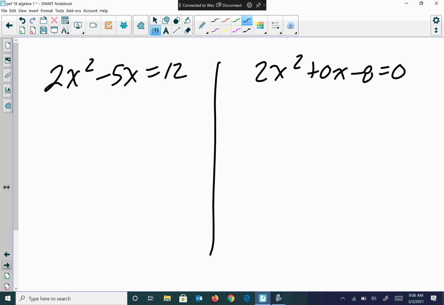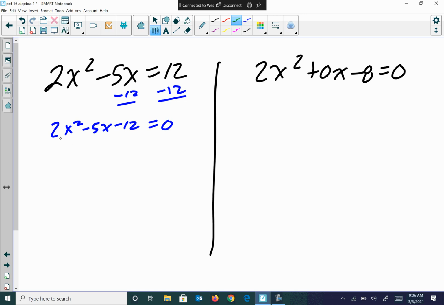Okay, so, uh-oh. Is that one equal to 0? No. So I need to move that 12 over. So I'm going to subtract 12 from both sides. There aren't any like terms, so I just need to put it there as a placeholder. So I get that. It doesn't look like I have a greatest common factor because 2 doesn't go into 5, so that's not going to work.